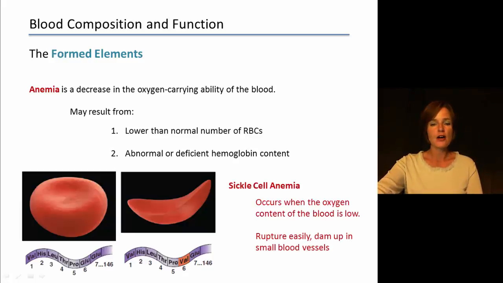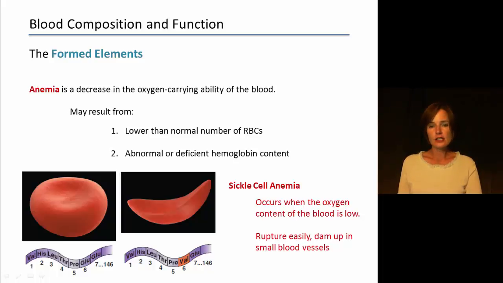Now, a specific type of anemia is sickle cell anemia. Sickle cell anemia is a genetic condition, so it's hereditary. This is because of the actual composition of the hemoglobin molecule. The DNA sequence is a little bit different for determining the instructions to make this particular protein. And so if the instructions for making the hemoglobin are different, then the hemoglobin that we make from those instructions is going to be different.